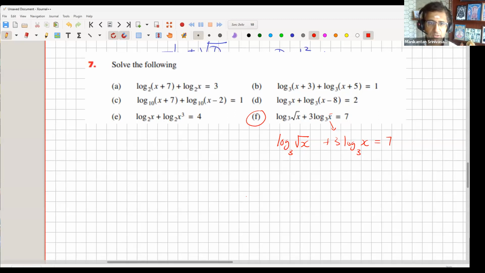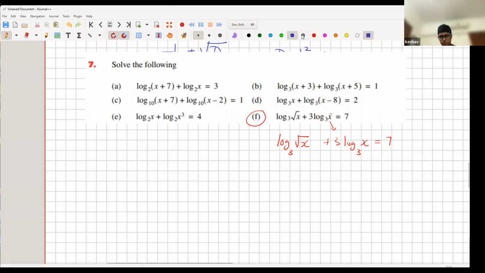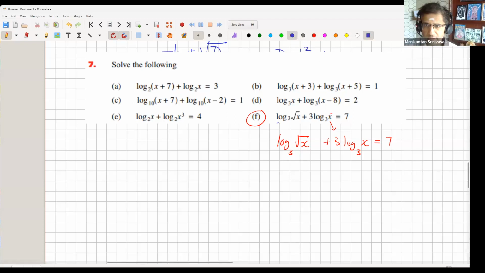Okay, Keshav, you have an answer on this one? Yeah, I got x is equal to 9. 9? Yeah. Okay, let's solve it. So by the product rule, it's root x, and this 3 goes here, right? x cubed. So log of x cubed into root x to the base 3 is 7.